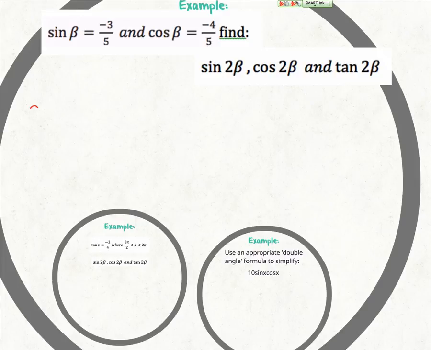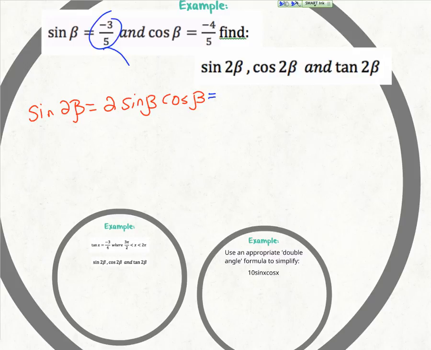So if we start with just finding sine of 2 beta, I'm just going to write down the formula. The formula was 2 sine beta cosine beta. So then I can really just take this, plug it in for sine, and plug that in for cosine, so I have 2 times -3/5 times -4/5. So I really just plug those both in.